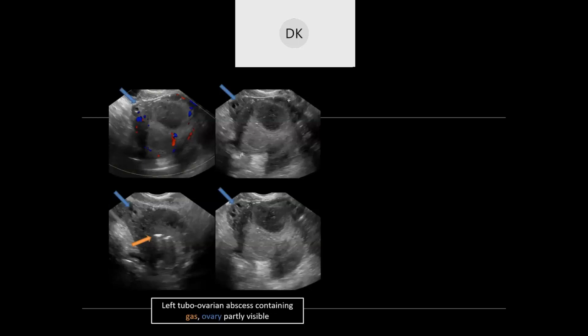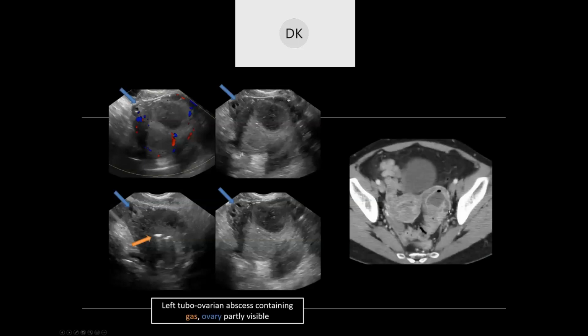So you might say, Dr. Kowal, you said you can't see normal ovary with a TOA. Well, this is so large and abnormal that you can still confidently call this a TOA. You might still get bits of normal ovarian tissue, but this is all large collection. And here's the CT correlate just showing you that giant TOA on the left. And there's a little focus of gas there that we're seeing on ultrasound.